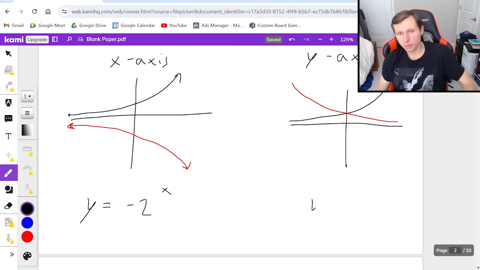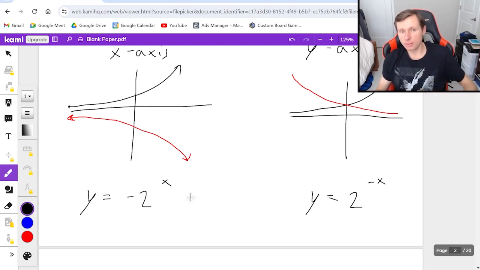And the y-axis reflections will always appear next to the x. So once again, it's backwards. The x-axis reflection is when the negative sign is not next to the x, and the y-axis reflection is when the negative sign is next to the x. So yes, that is backwards. And those are the 3 transformations that we need to know about.